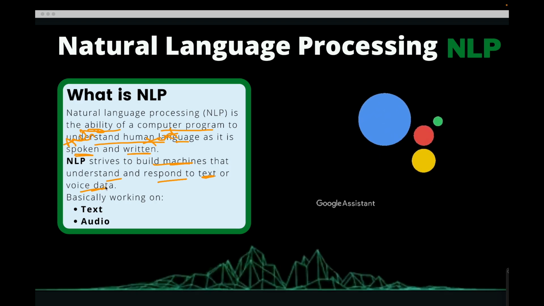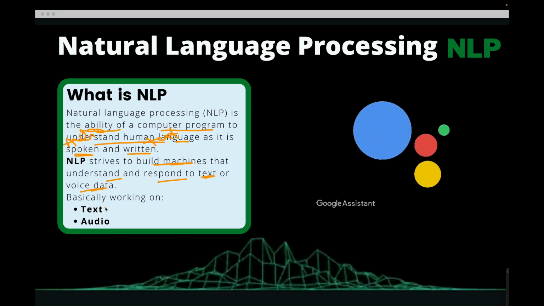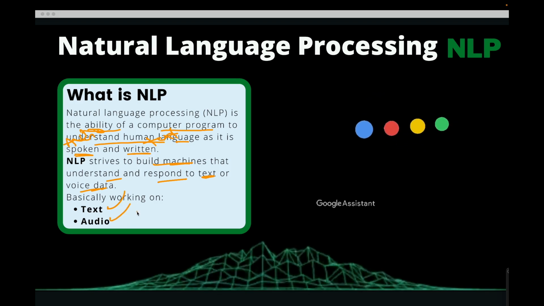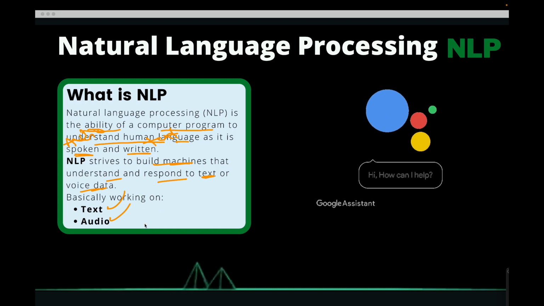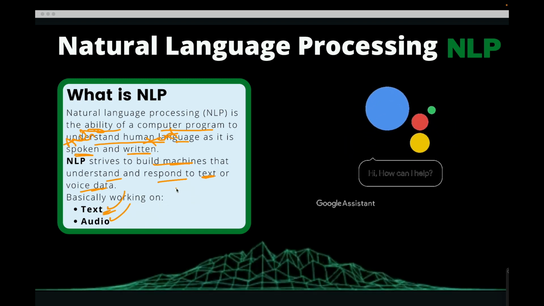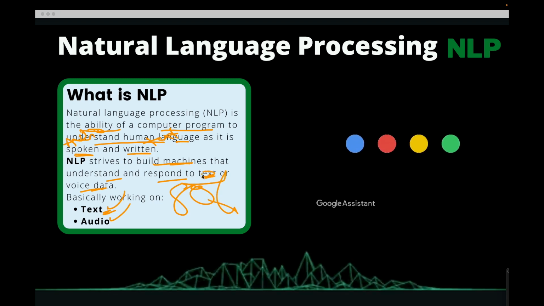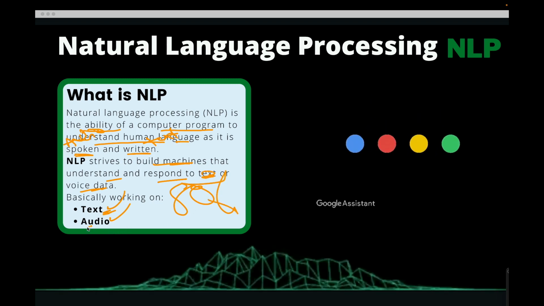or voice data. So basically with natural language processing, we are working on text and audio. It's either you work on both of them or you're going to work on one of them. Mostly it will be text. About 80% of the time you're going to work on text, but there are some circumstances where you're going to work on audio as well.